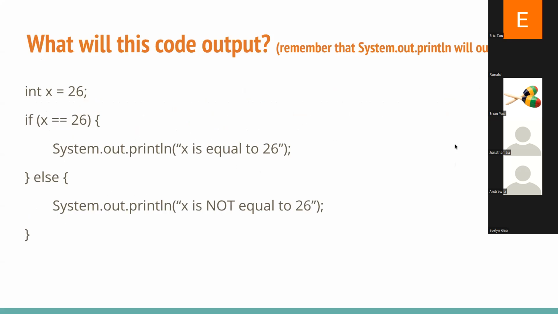All right, so we're just going to do a bunch of practice problems. What will this code output? And keep in mind that system.out.println is what's going to output the values in these problems. So you have int x equals 26. You're checking if x is equal to 26. System.out.println x is equal to 26. And if it's not, then print out the statement below. So yeah, this should take like 30 seconds each. I'll just give you some time to think over and write your answers in chat.